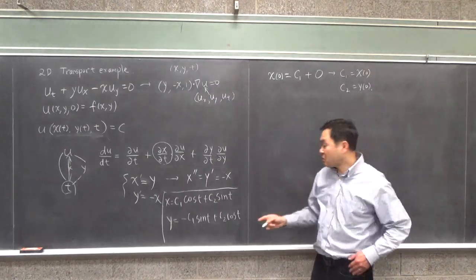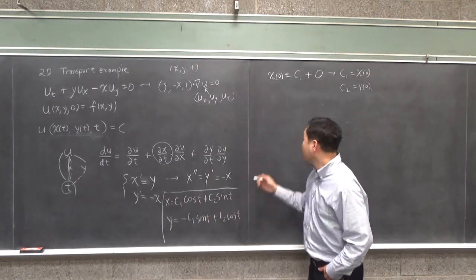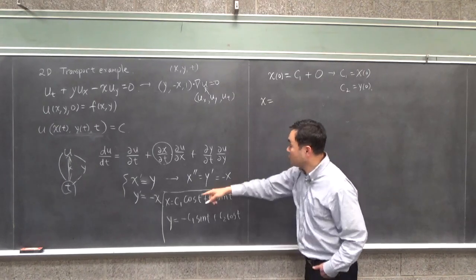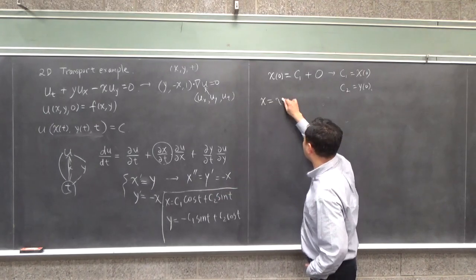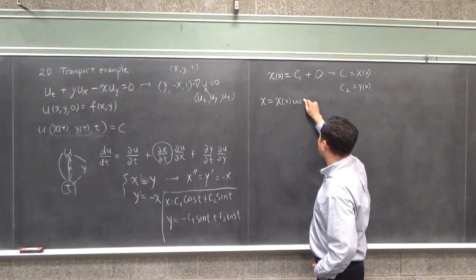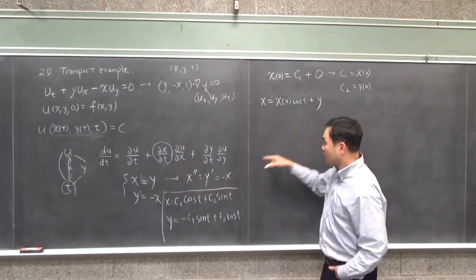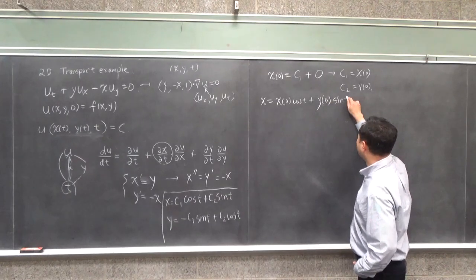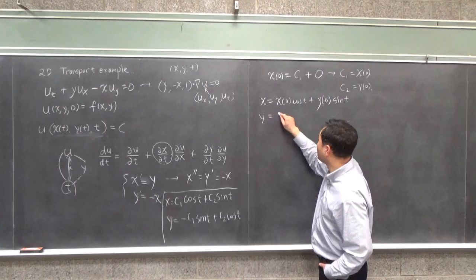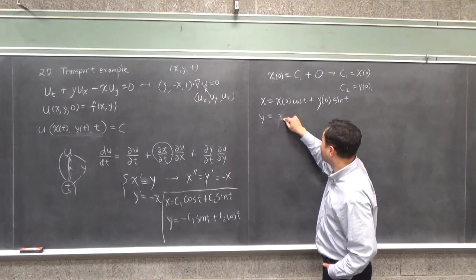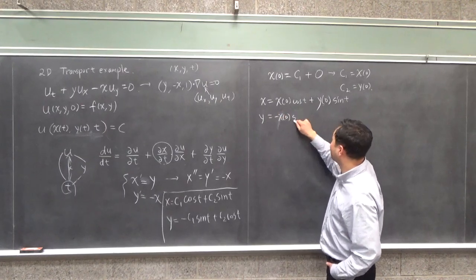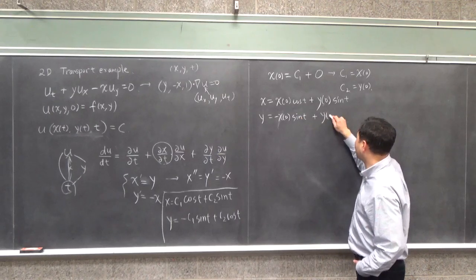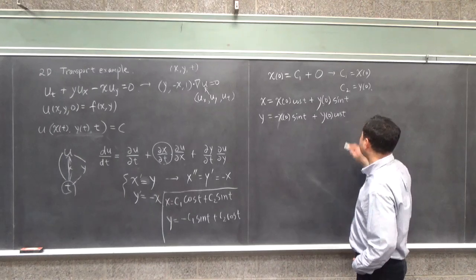So that's what I'm going to do. I'm going to rewrite these in terms of x equals to c1. Instead of c1, I'm going to write down x0 cosine t plus, and then c2 will be replaced by y0 sine t. Y would be negative x0 sine t plus y0 times cosine t.